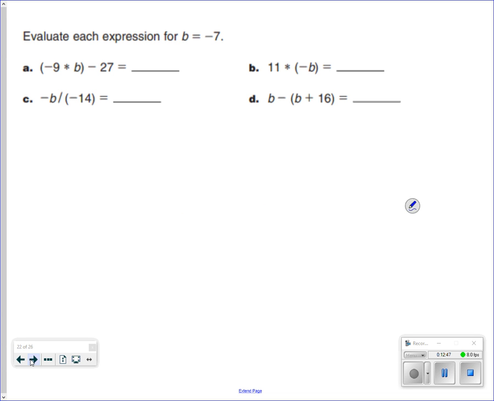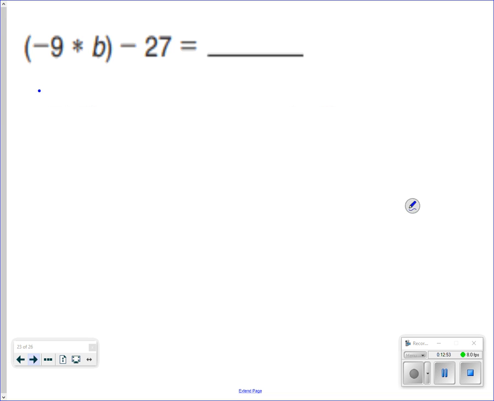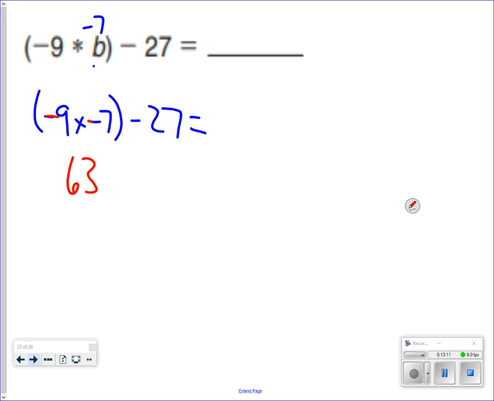So we're going to be evaluating, but b is negative 7. So watch closely on these. I've taken this first one. I have negative 9 times a negative 7, because b is negative 7, minus 27. Now I'm going to cruise through these kind of fast, so hang on tight because we're getting a little long on this video. Negative 9 times negative 7. Well, 9 times 7 is 63. 2 negatives equals a positive, minus 27.